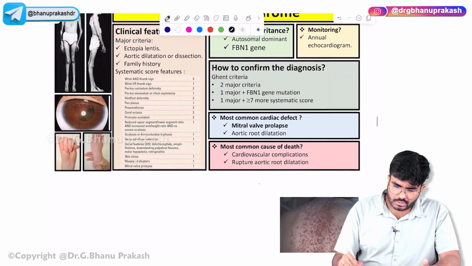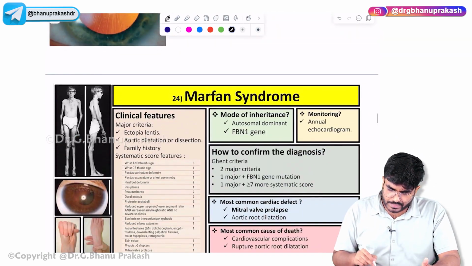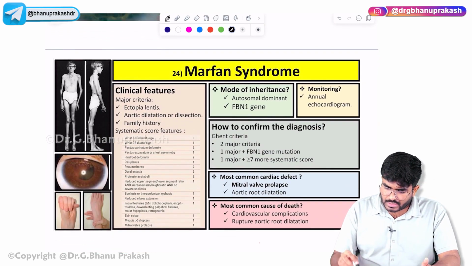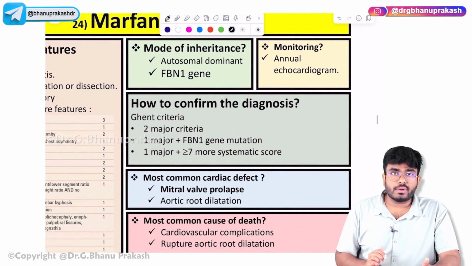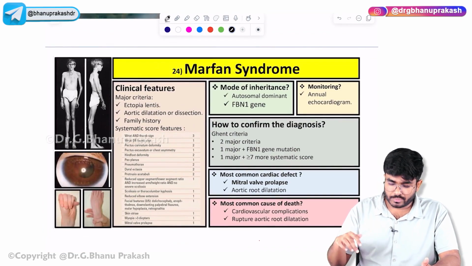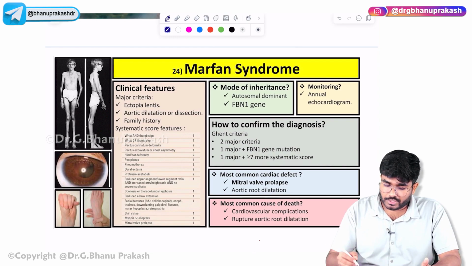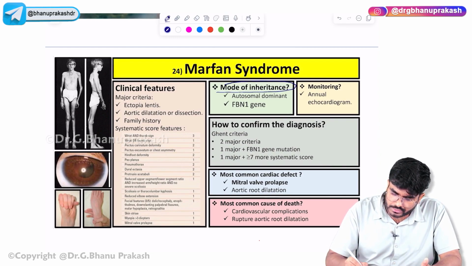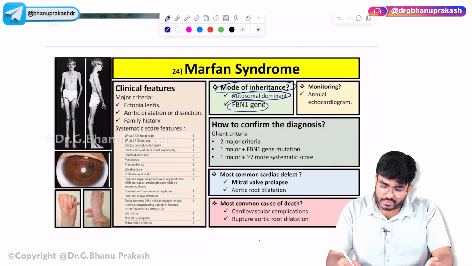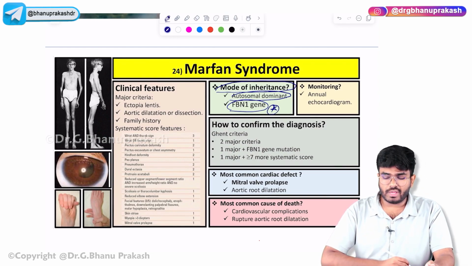Next, look at this slide. See, these are the clinical features and how to confirm the diagnosis. I have taken this from the internet, but I find it a little informative. See, what is the mode of inheritance? You know it. It's an autosomal dominant disease. Because of which gene mutation? It's a fibrillin 1 gene mutation. FBN1, fibrillin 1 gene mutation.